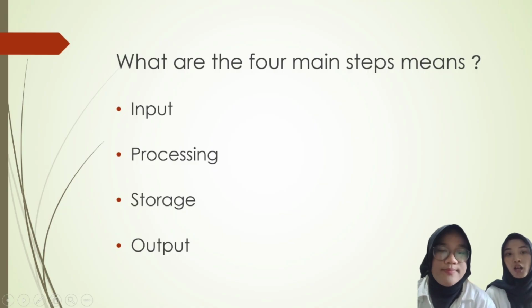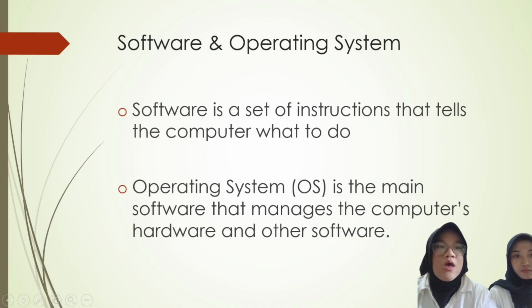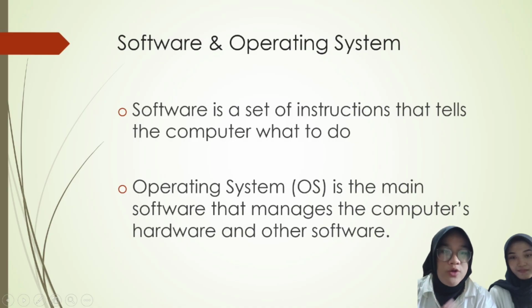a paper. Computers are very useful in many areas like education, business, health, and entertainment. That's why learning how to use a computer is very important. Software and operating system. Software is a set of instructions that tells the computer what to do. Operating system, or OS, is the main software that manages the computer's hardware and other software.